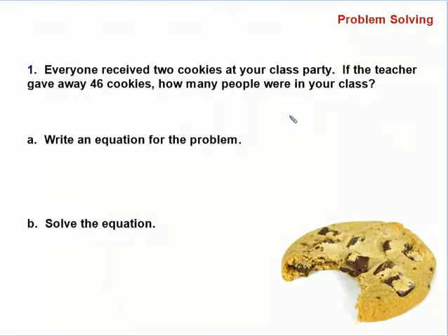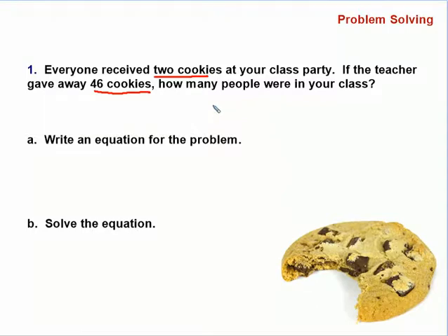Now let's do some problem solving using multiplication equations. Everyone received 2 cookies at your class party. If the teacher gave away 46 cookies, how many people were in your class? So we know everyone received 2 cookies, and we know the teacher gave away 46 of them. What we want to know is how many people were in your class.